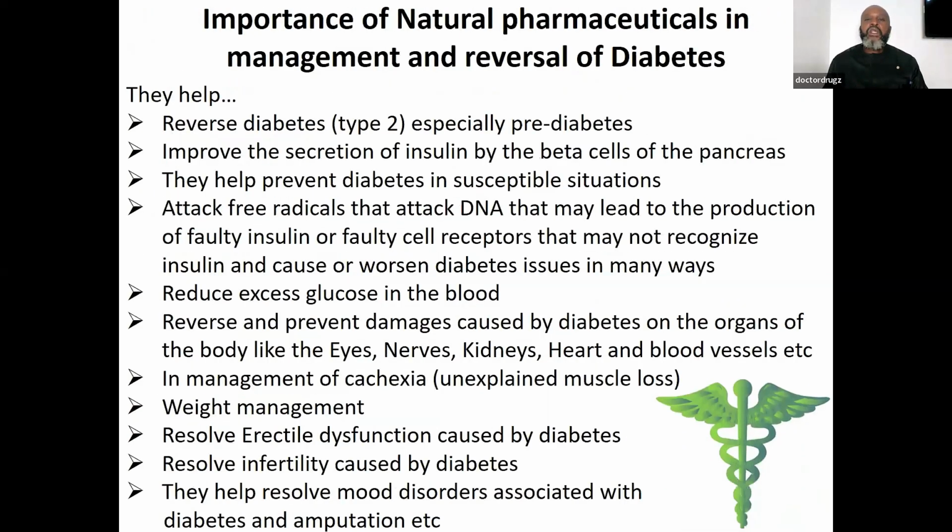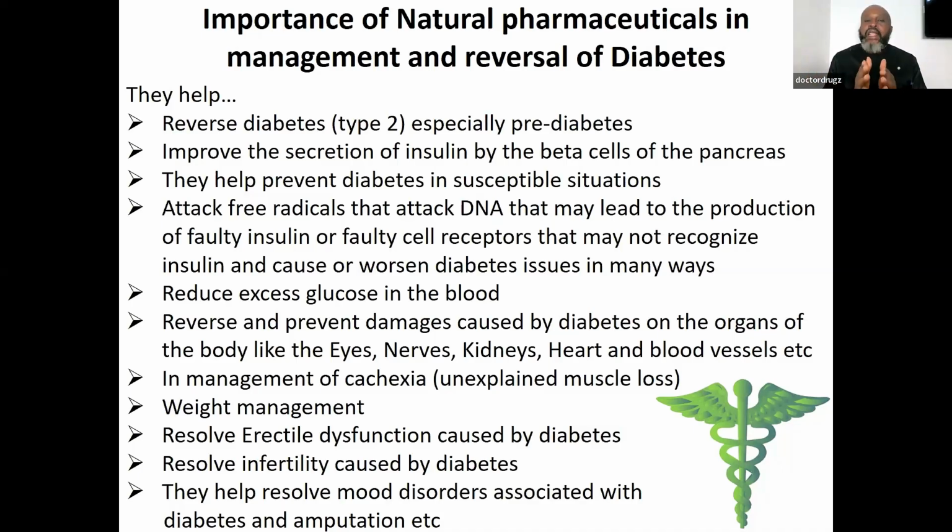Yes, you can see the importance of natural pharmaceuticals in management of and or reversal of diabetes. And they help to reverse diabetes, especially pre-diabetes. They help to improve the secretion of insulin. They help prevent diabetes in susceptible situations. That's when someone is having genetic risk. It's not a genetic sentence, as far as what I mentioned the last time is concerned.